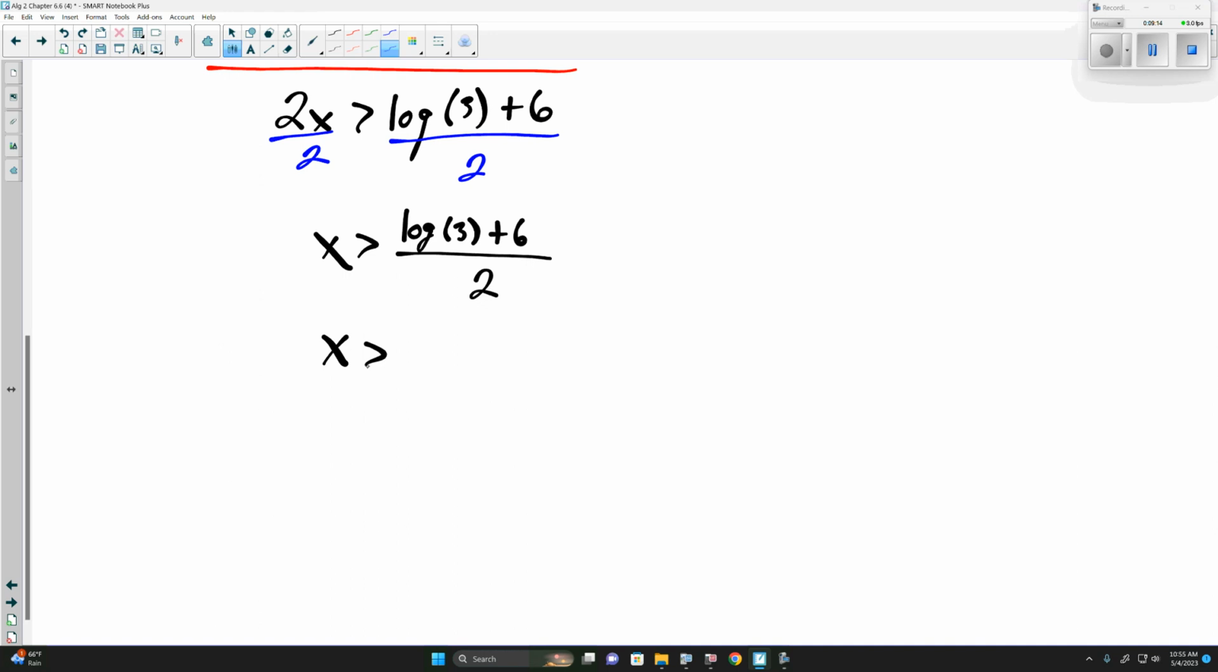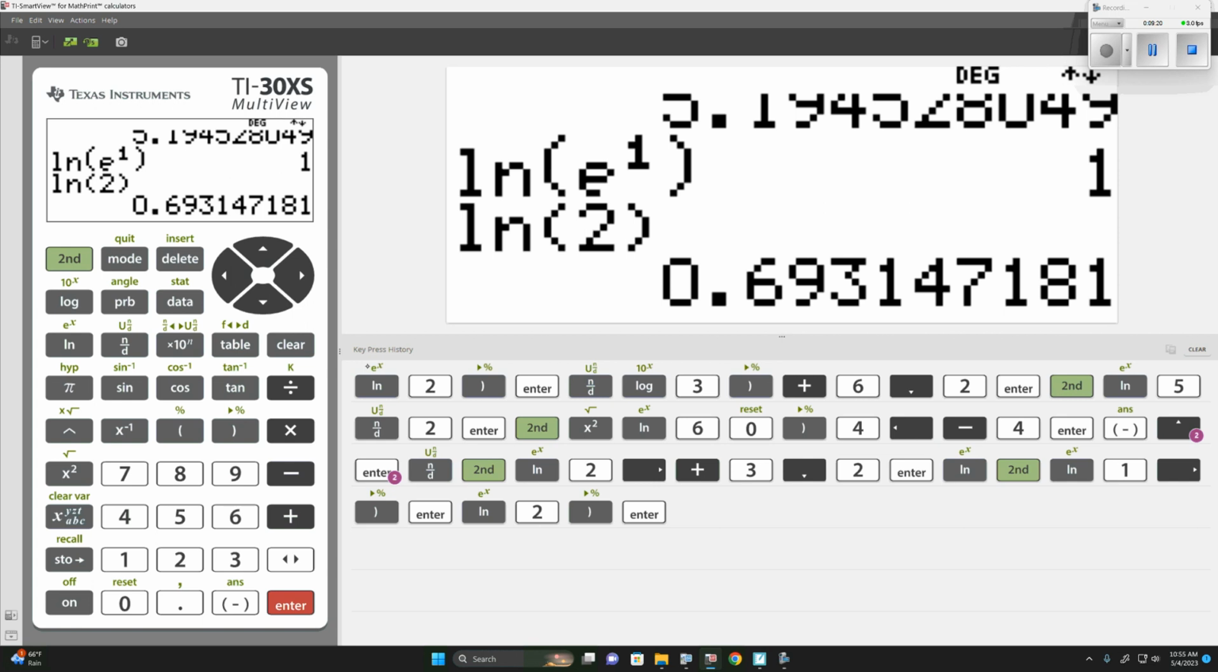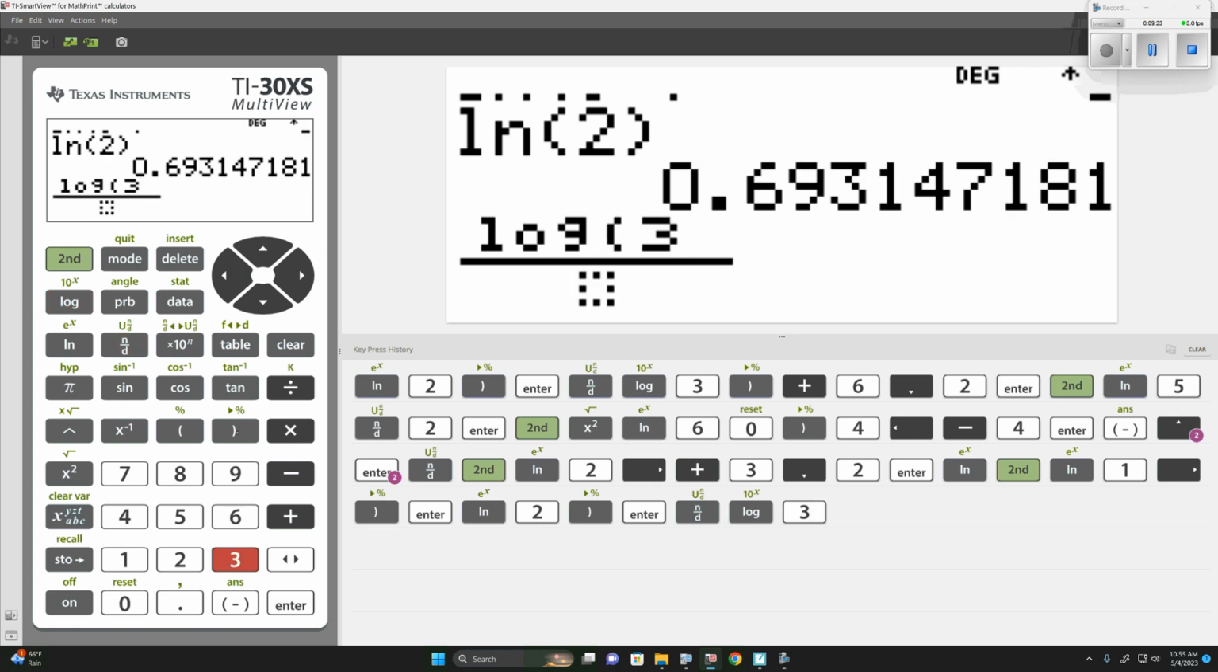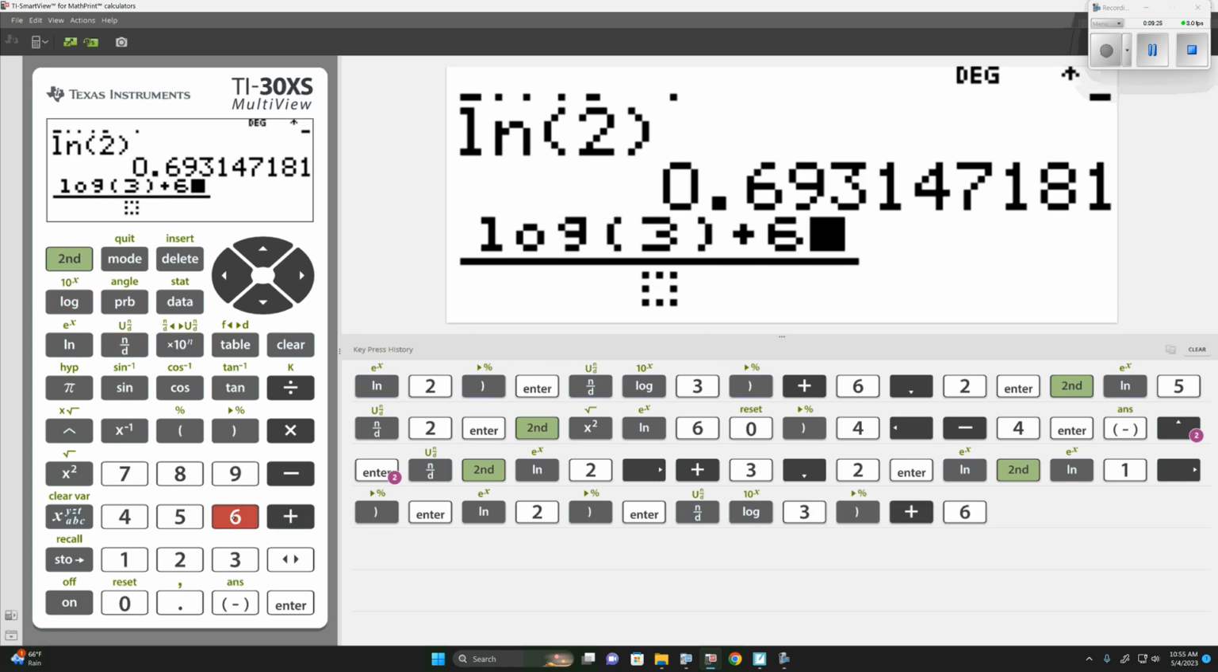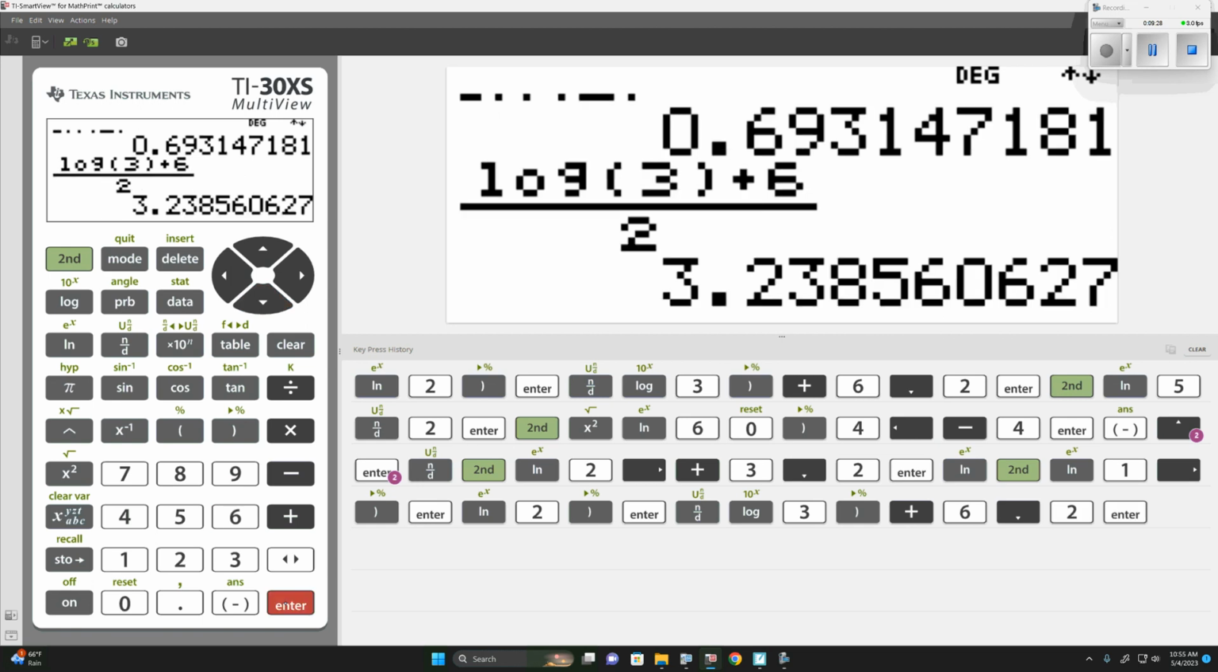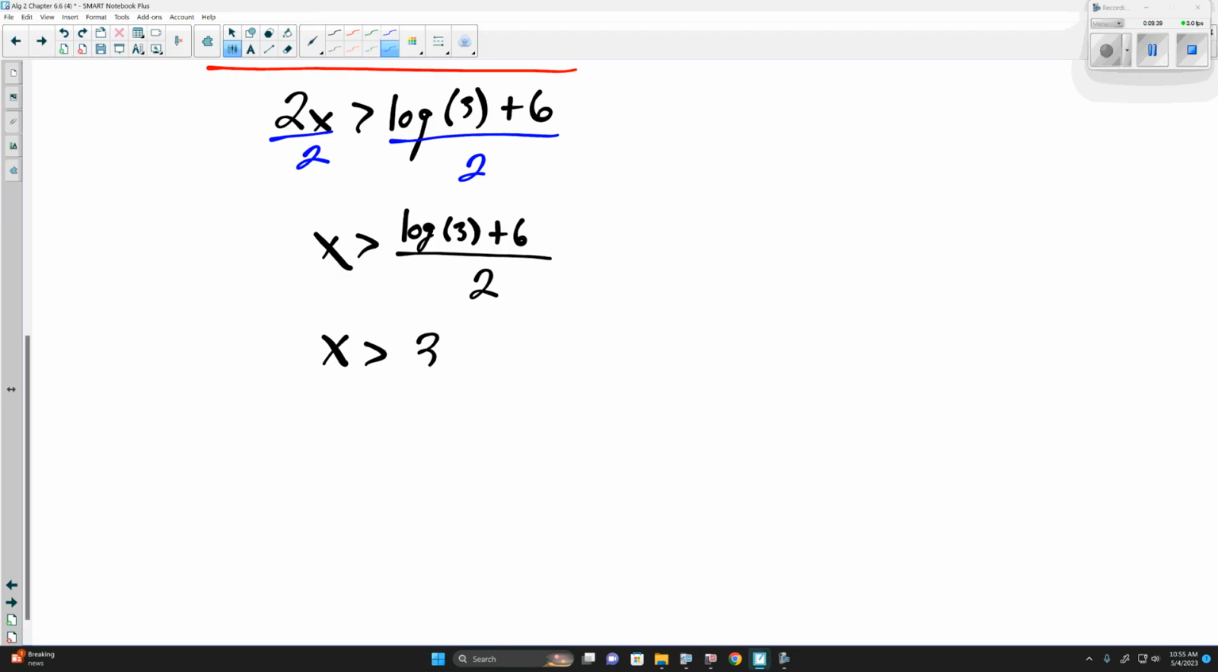Now, since it's a common log, the base is 10, we can plug it into either calculator. So I can use the fraction template, log of 3 plus 6 over 2. And with the logs, when we type this in, we need to make sure the parentheses is closed. That gives 3.239. And that's it.